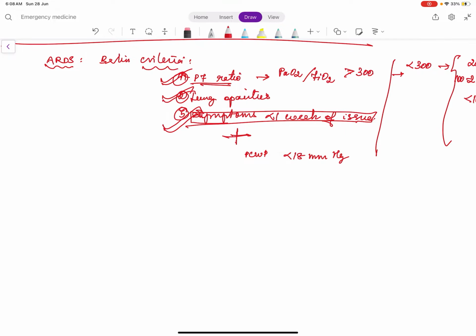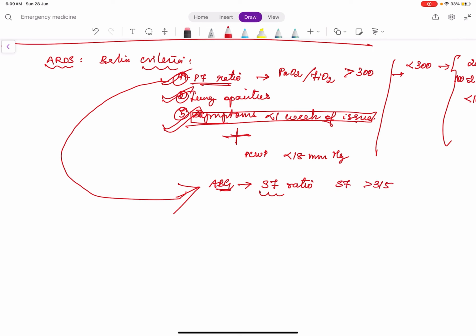Just remember the criteria. This PF ratio needs an ABG, right? But in a few places ABG is not that accessible. It may take time to quantify the PF ratio. So we have another ratio called the SF ratio, which is the saturation to FiO2 ratio. The normal SF ratio is more than 315. If it is less than 315, again it means it is ARDS.